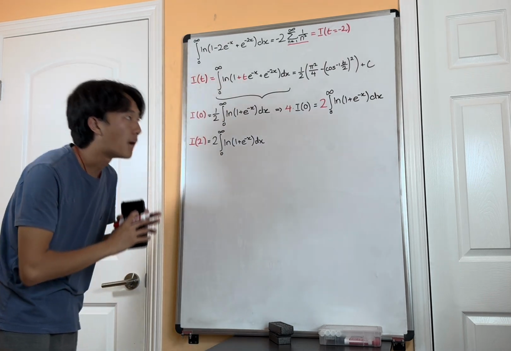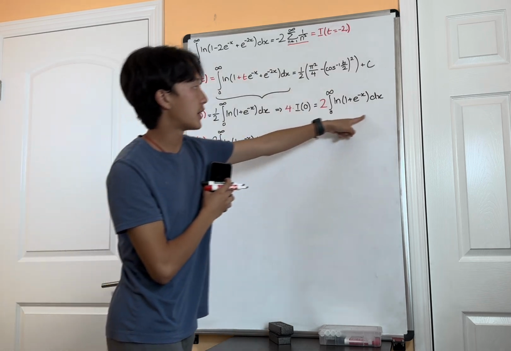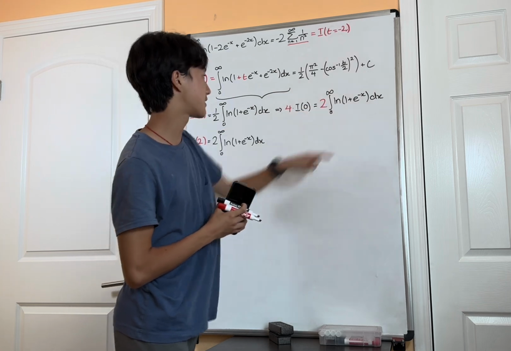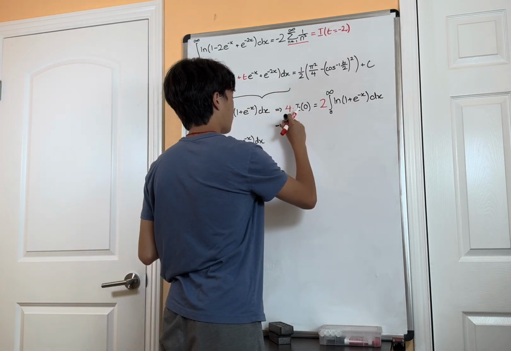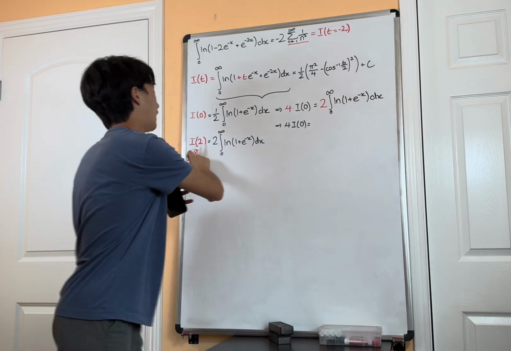Okay, but, and here is the connection. This right here on the right-hand side, that's just I of 2, right? See, right-hand side's the exact same. So in actuality, we have a relationship here. 4 times I of 0 is simply I of 2.